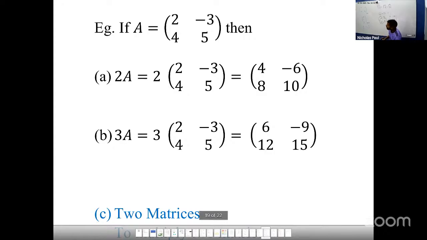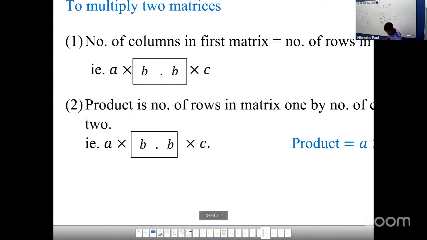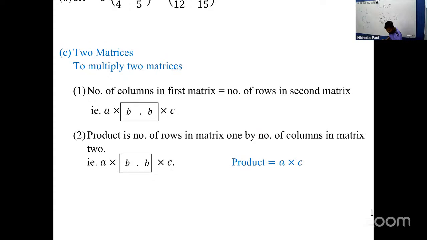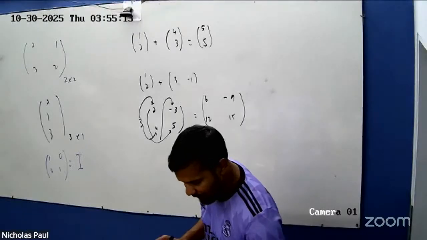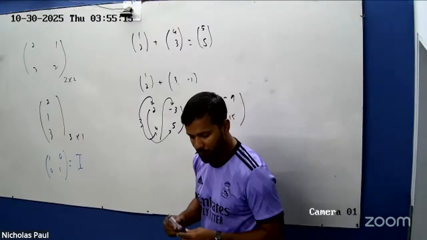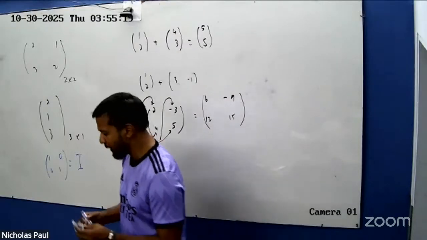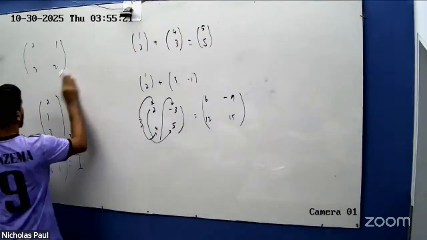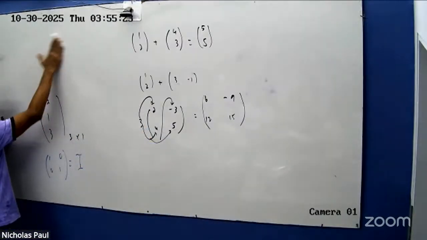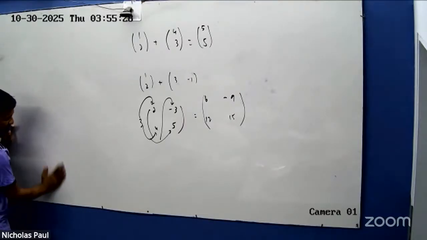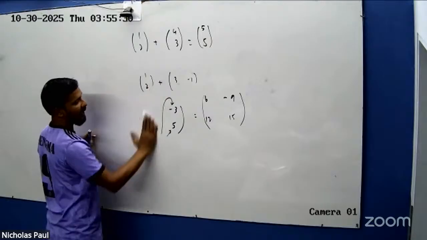Now, write these rules down and I want to explain how to multiply two matrices. I want you all to understand this properly. The most important thing is multiplication of two matrices. That's the only thing in matrices that's hard.